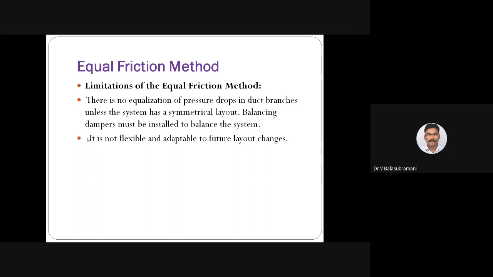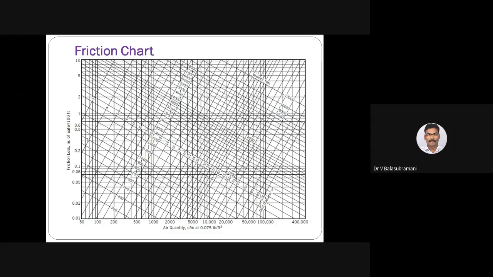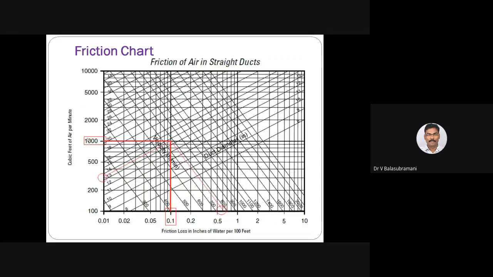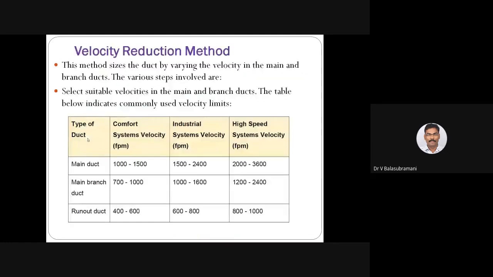And one more limitation is the duct size. The maximum duct size is equal to 30 feet. So beyond 30 feet, I think this method is not suitable. That's also one more limitation of the equal friction method. This is a friction chart, and this is a friction chart showing how the values are selected.